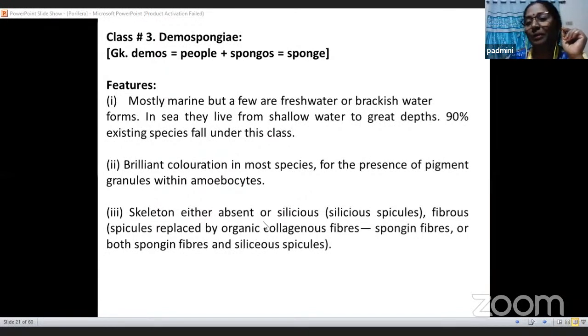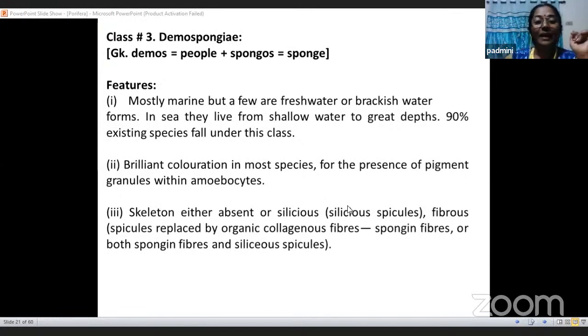Why do you call them people sponge? Demo means people, Spongia is sponge. In the earlier days, when we didn't have the synthetic sponge that we use in the kitchen, people used to use this sponge for working and to remove water or something like that. Although we don't use it now, we are all China made, right? Everything is use and throw. So synthetic ones are the ones that we are using now.